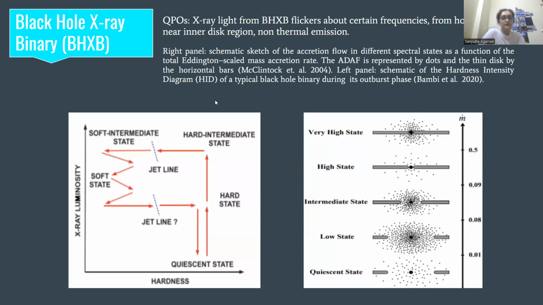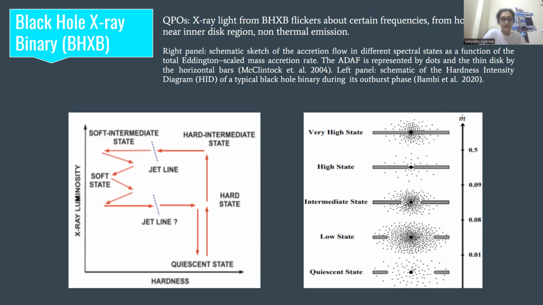Now we come to our particular interest, the black hole X-ray binary. When an X-ray binary has a black hole as its compact object, we call it a black hole X-ray binary. Most black hole X-ray binaries are transient in nature and spend most of their time in a quiescent state, where the accretion rate is low, and so are the flux counts. On the right figure, at the bottom is the quiescent state, where the disk is truncated at a large radius, and most of the dots we can see are advection-dominated accretion flow.